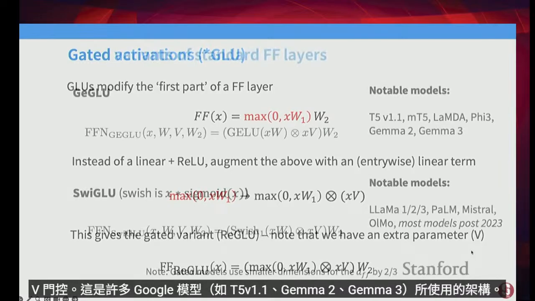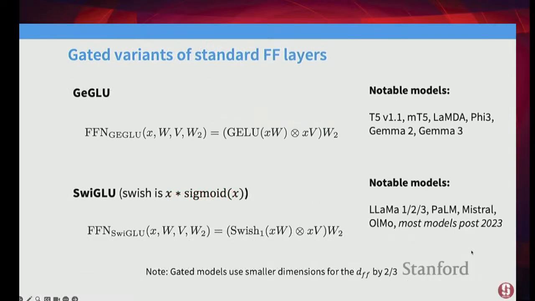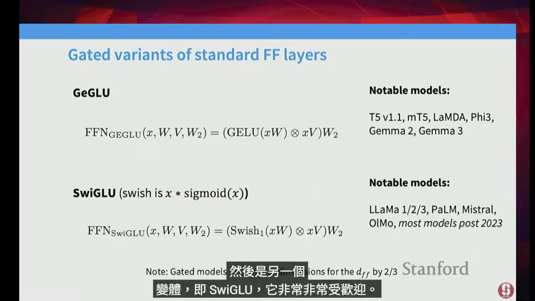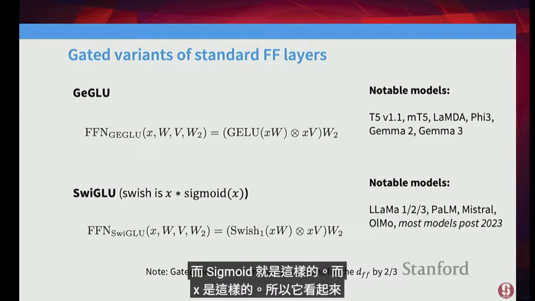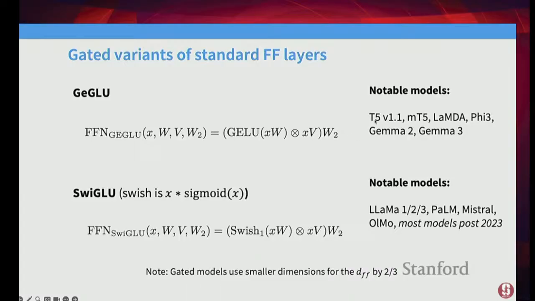This is V. And so when someone says something like, oh, it's a GEGLU fully connected layer, this is what they mean. What I've got here is the GeLU for the nonlinearity, and I've still got the exact same gating here with x.v, right? And this is the architecture that was used by many of the Google models like T5 v1.1, Gemma 2, Gemma 3.